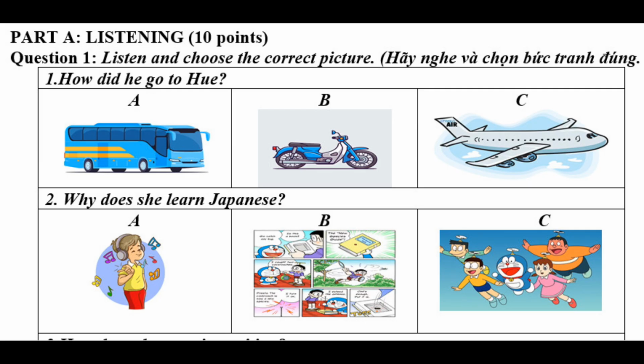Now, listen again. Number 1. I intended to go to Hue by plane. The weather was bad, so I took a coach instead. Number 2. How do you learn Japanese? I watch Japanese cartoons like Doraemon and Shin.